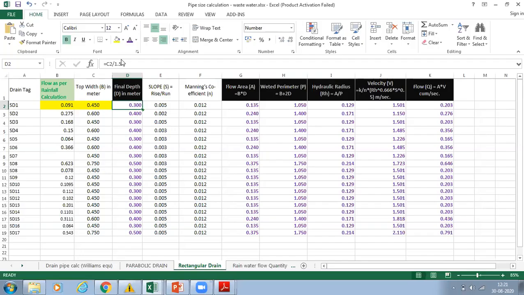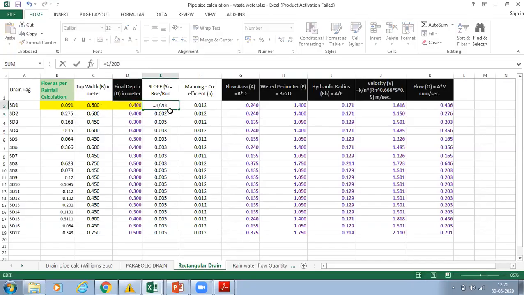Final depth, the depth will be calculated by formula only. I have put the depth formula with 1 by 150. If I put 450 mm, the depth will become 0.3. If I change it to 600, the final depth will come 0.4.